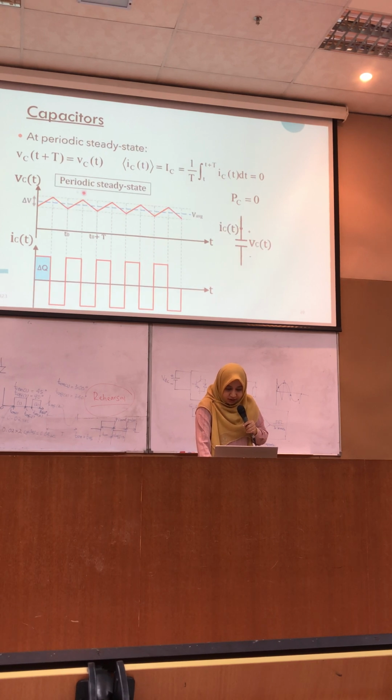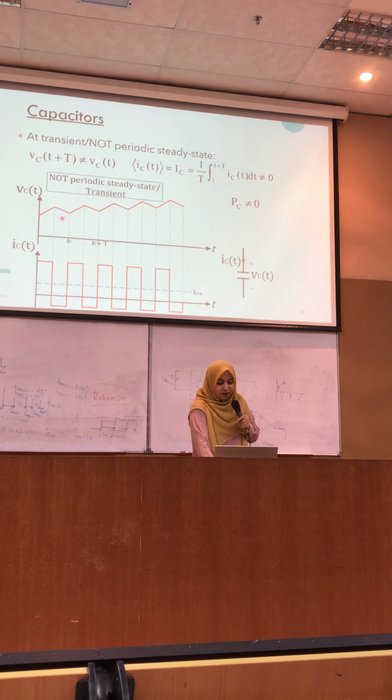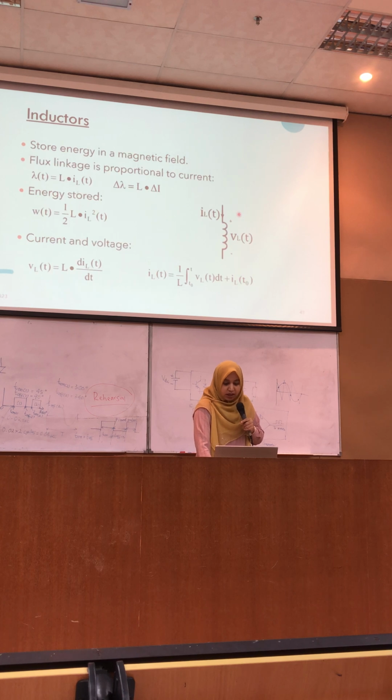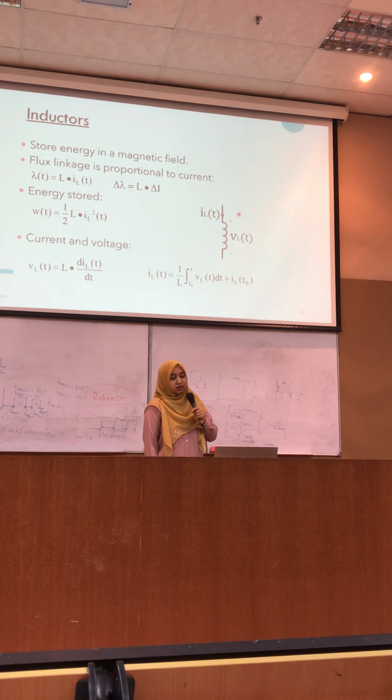Before that, this is the periodic steady state, which is the steady state waveform. For a steady state waveform, the average power will be equal to 0 for the capacitor. If you have a non-periodic, non-steady state or transient waveform, the average power across your capacitor will not be 0. That is the difference.